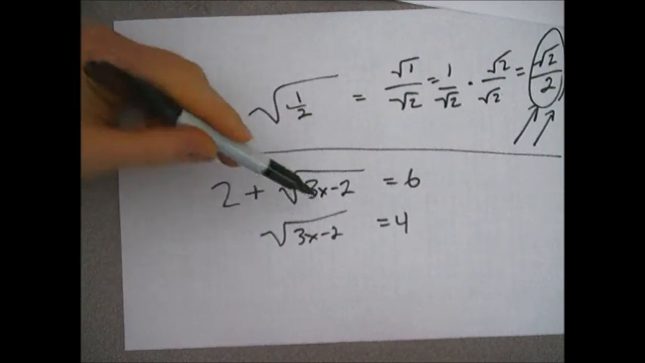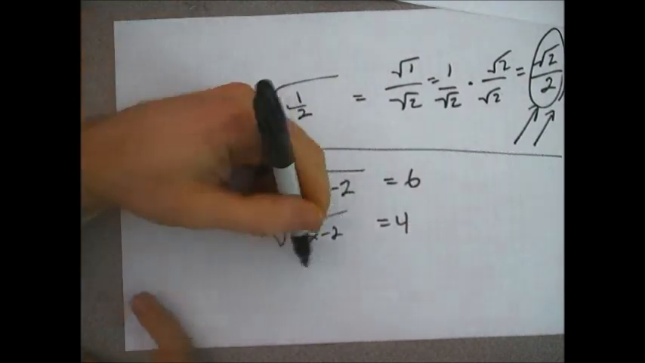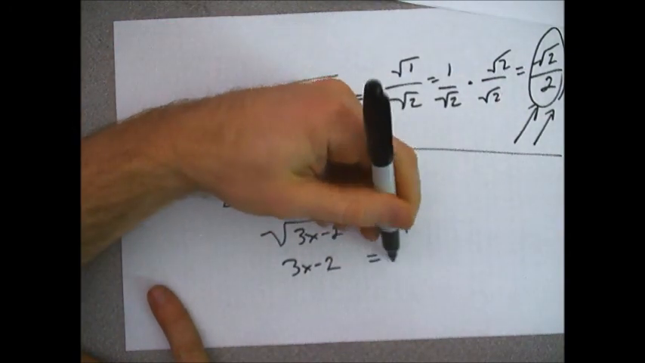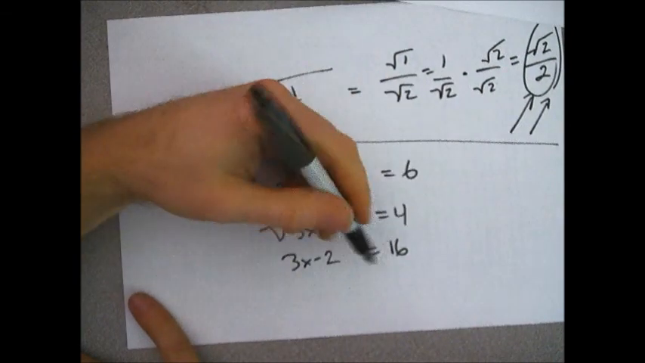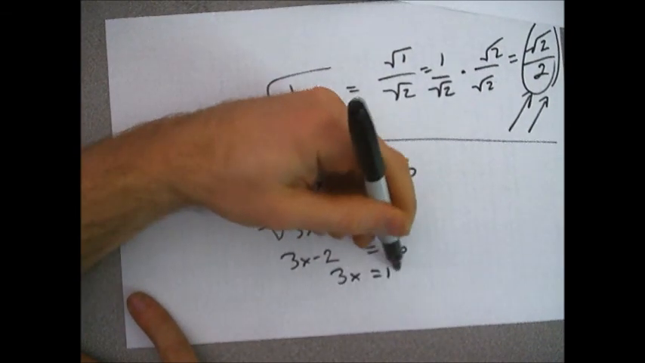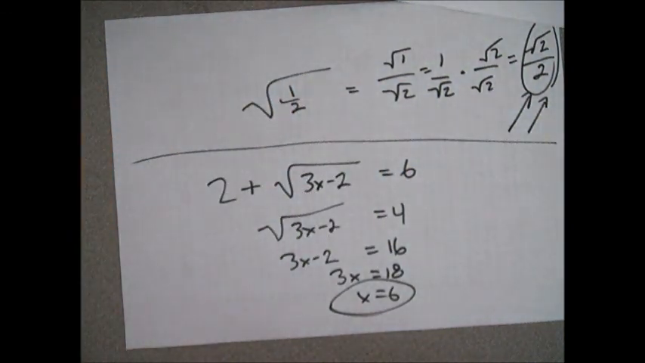How do I get rid of a radical? To undo a radical, we square both sides. When you square the left, you have 3x minus 2. When I square the right, I have 16. Now you just solve your equation. So add 2: 3x is equal to 18. x is equal to 6. Any questions? Okay.